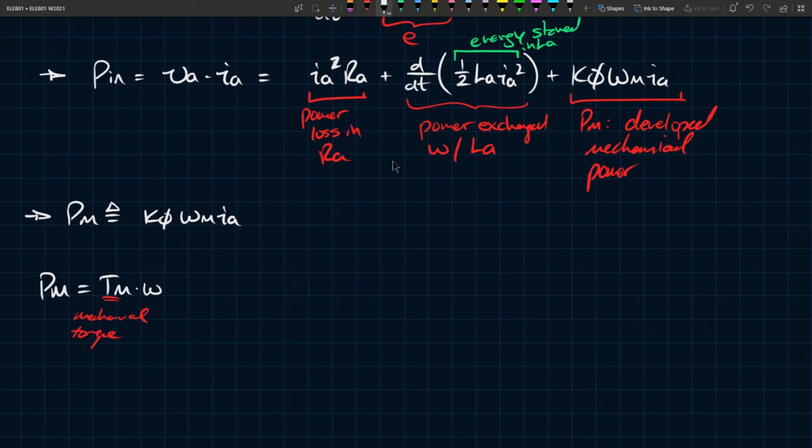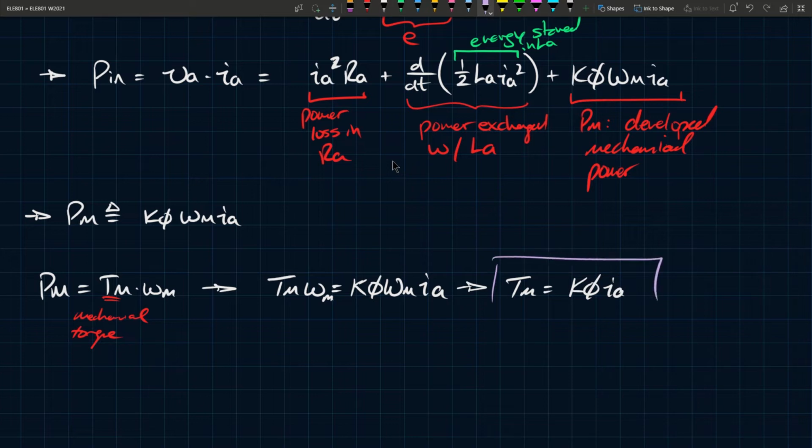So now this can lead us to the following. We have the mechanical torque times omega is equal to K phi IA omega m. Now these are both the same omega, so that's also omega m, which can be consistent, and then leads us to the fact that the mechanical torque developed in this separately excited DC machine is K phi IA. And this is an important result that we have achieved.